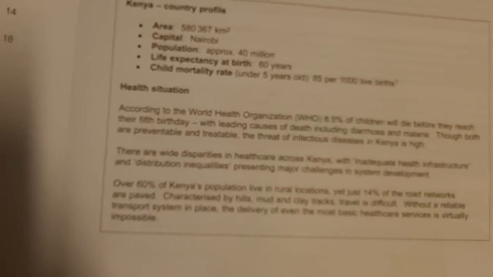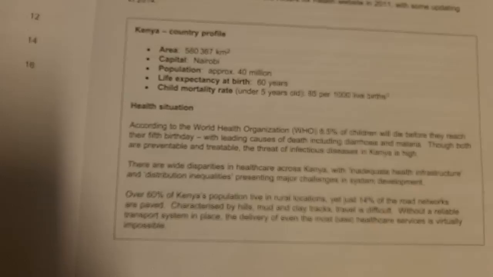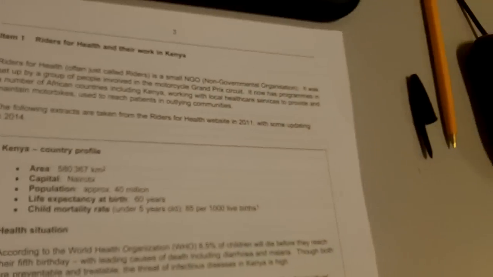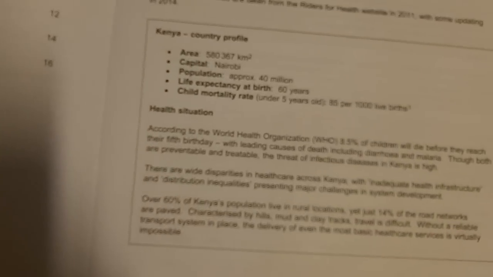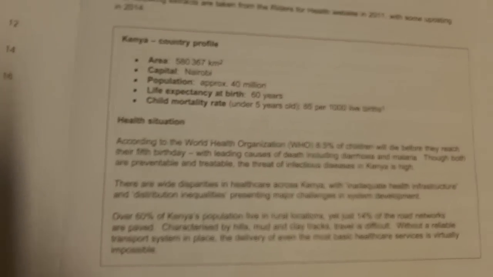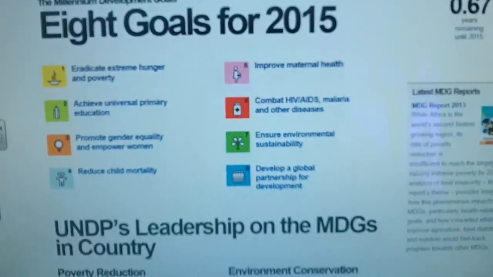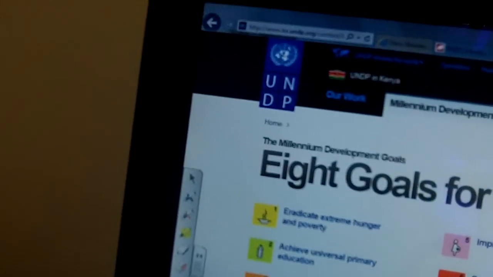So that's kind of the crux of your argument. You need to understand issues to do with aid, you need to understand what Riders for Health do, you need to understand the limits of being reliant on NGOs for aid, you need to understand how best the government could be doing its own job, and you need to understand this in the context of the Millennium Goals and the issues they face, and within the context of Kenya's own geography.